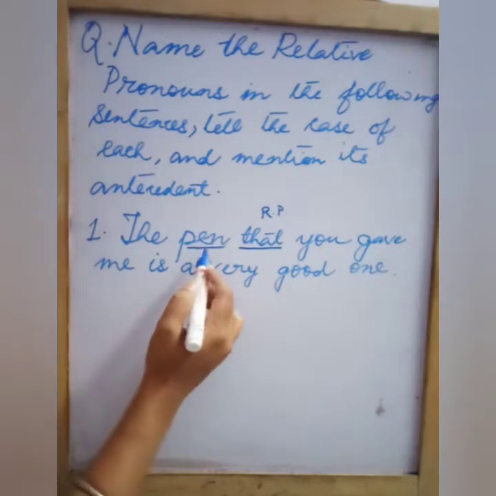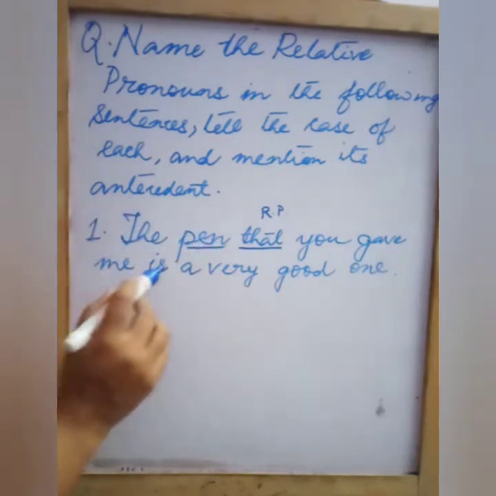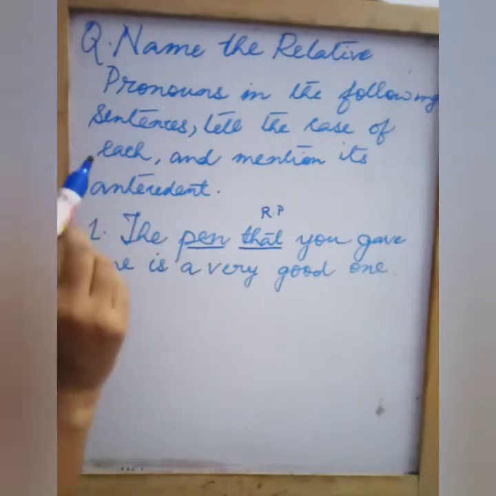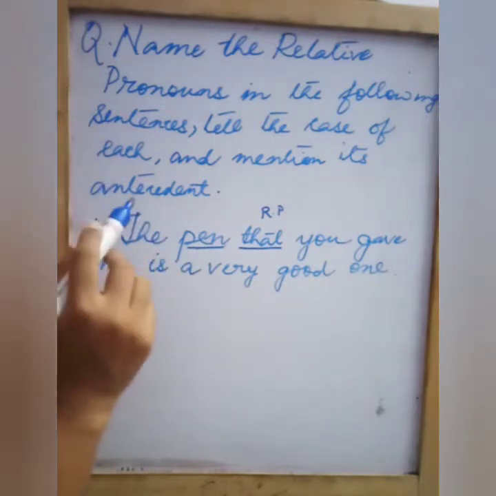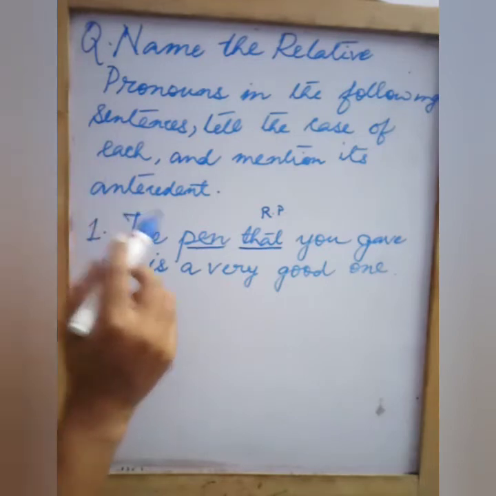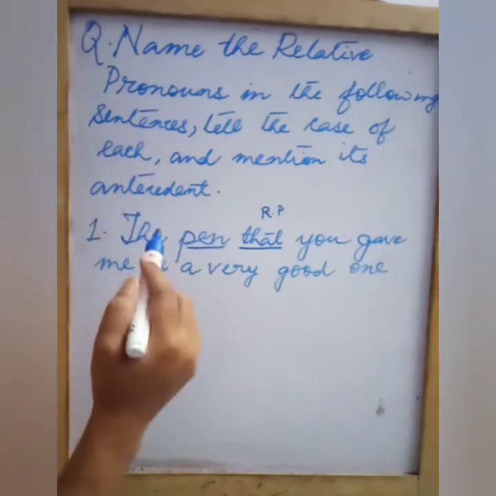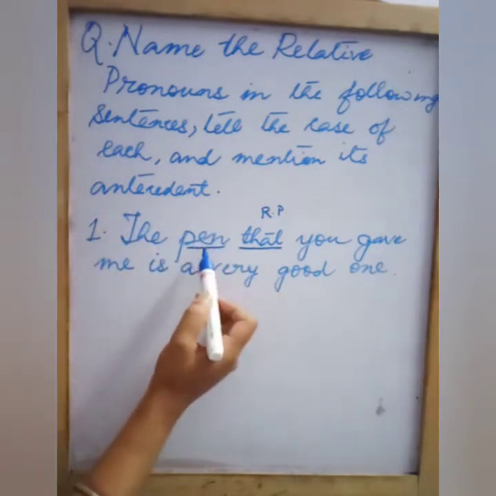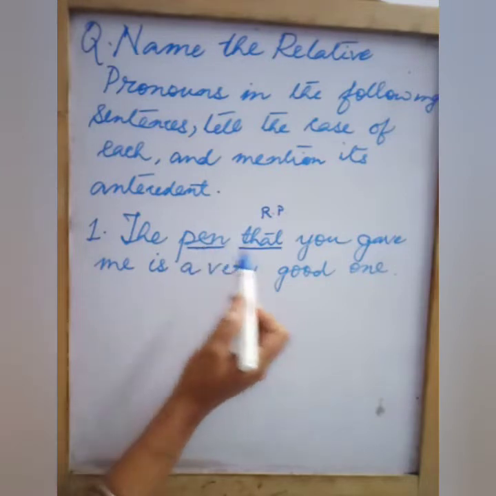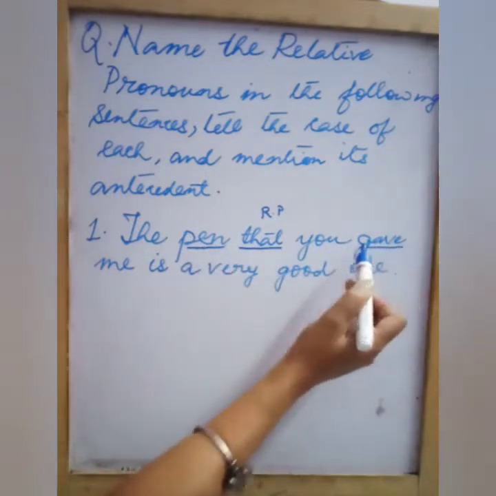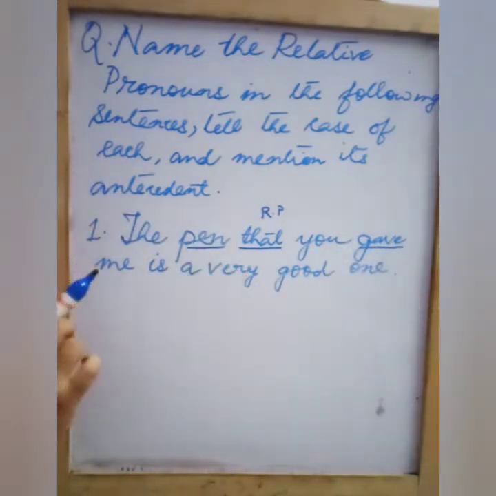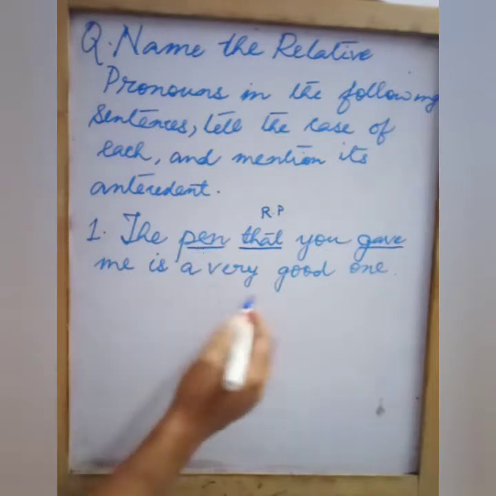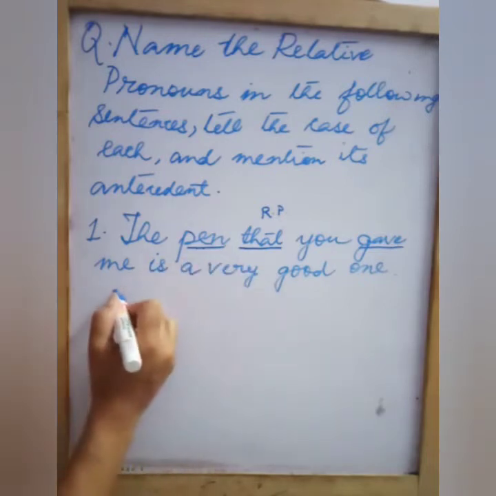Pen is the object. But when in a sentence the object comes before the verb, remember subjective pronoun, objective pronoun, isn't it? In a subjective pronoun, the subject will come before the verb. In an objective pronoun, the object will come. So in this sentence you see the object is coming before the verb gave. So in that way you can determine that this is in the accusative or objective case, isn't it? So this sentence is what? The case is what?